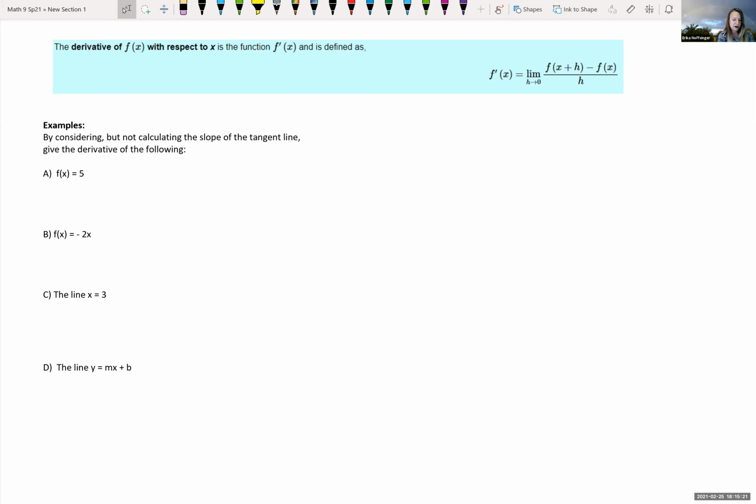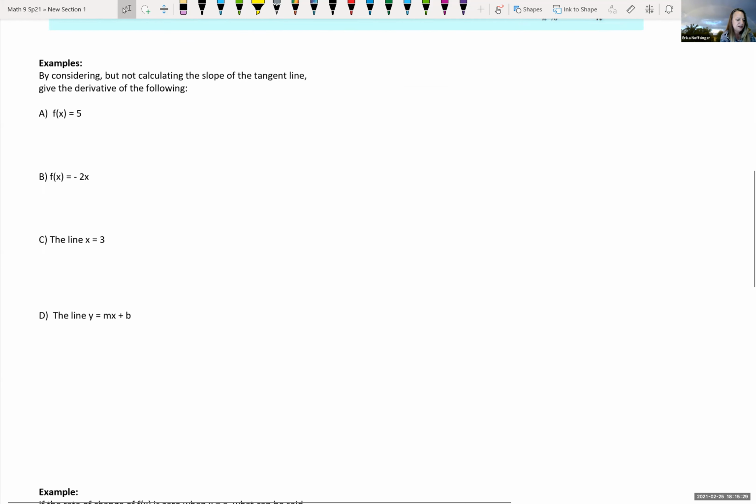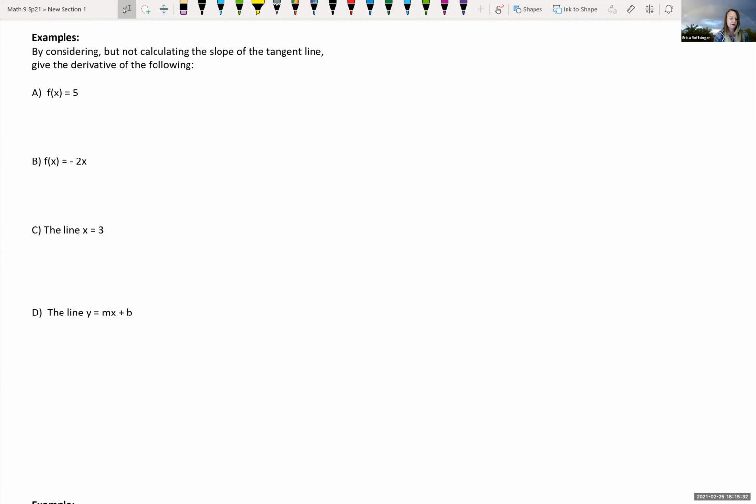And so knowing that we're talking about the rate of change when we're talking about the derivative, without even using this derivative formula, you should be able to look at these examples here and tell what the derivative, the slope of the tangent line, is. So if we have f of x equals 5, what do you think that slope of the tangent line would be anywhere on that line, f of x equals 5? Or where would it be on f of x equals negative 2x? The other ones are the line x equals 3 and the line y equals mx plus b.